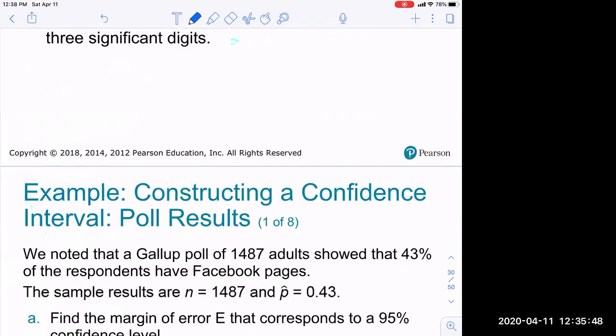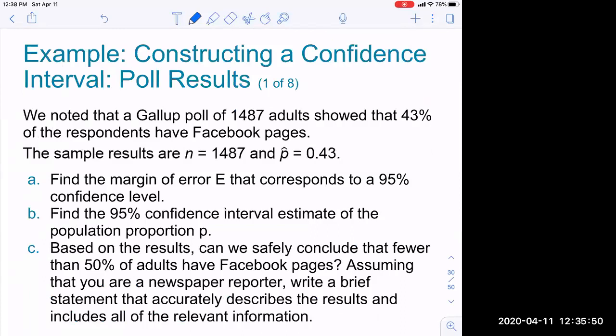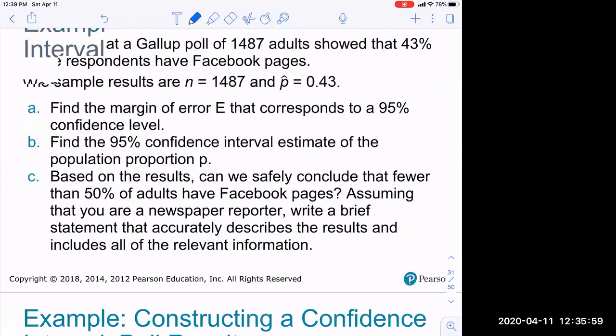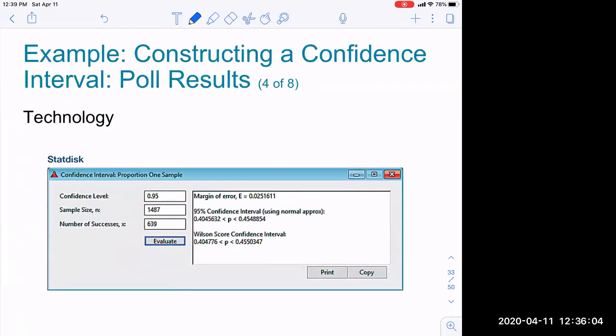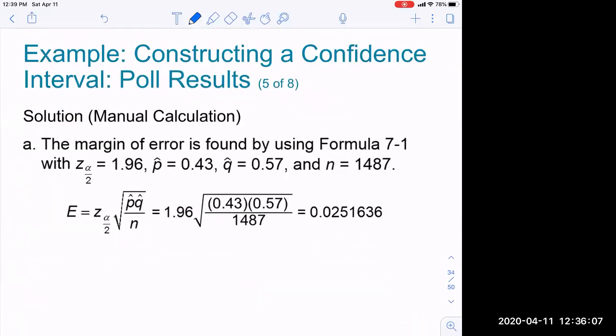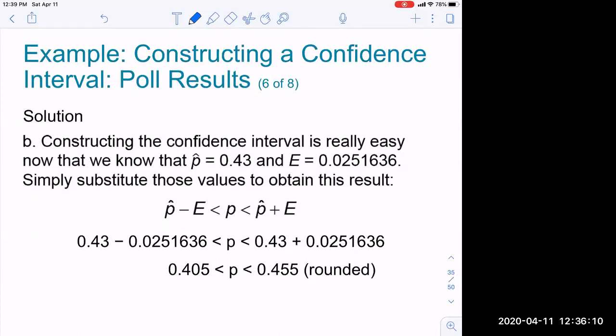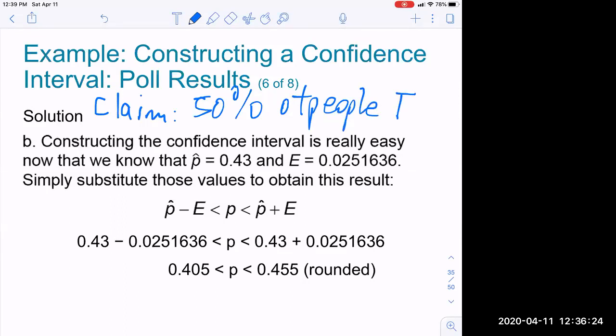This is the thing. This is what we're gonna do. Suppose there was a claim, and I need some white space. So suppose someone had a claim. 50% of people have Facebook. It's probably lower than that.